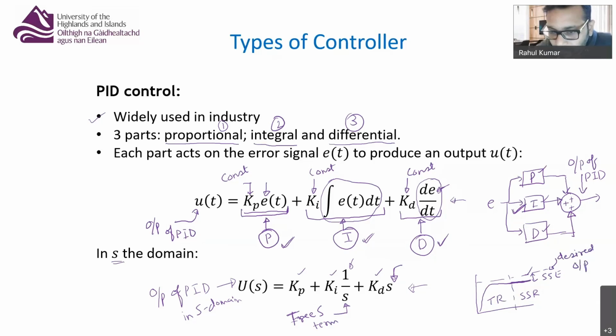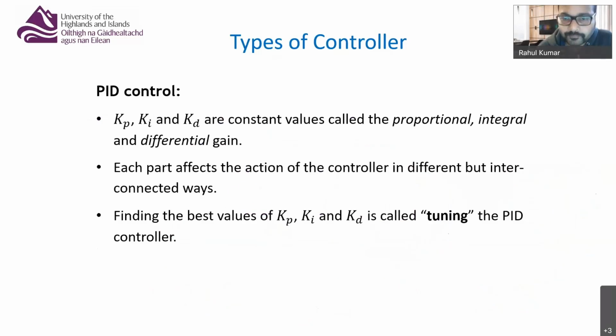Okay, so based on the value of Kp, Ki, and Kd, we can control the output and bring it as close to the desired output as possible, right? Now Kp, Ki, and Kd, as I mentioned, are constant values and they are called the proportional gain, integral gain, and the differential gain. So Kp is called the proportional gain, Ki is called the integral gain, and Kd is called the differential gain, right?